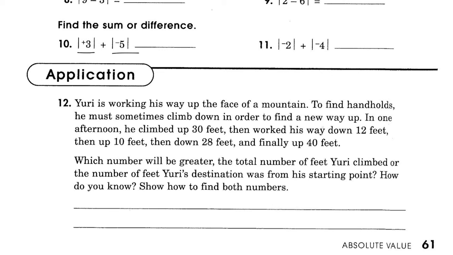Which number will be greater, the total number of feet Yuri climbed or the number of feet Yuri's destination was from his starting point? How do you know? Show how to find both numbers. So I need to see work and a picture or diagram. Show me how you figured that out.